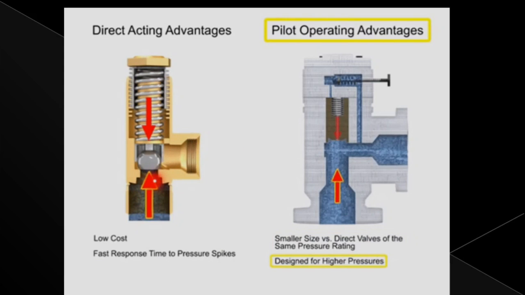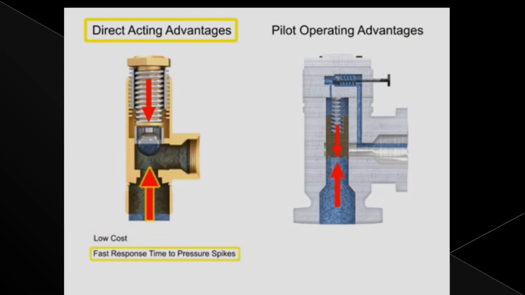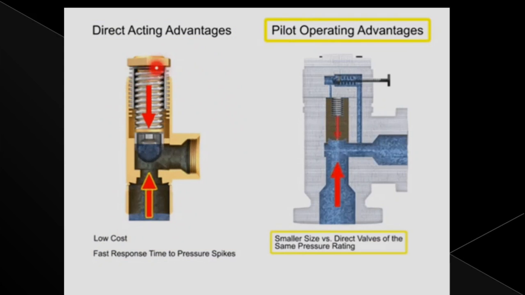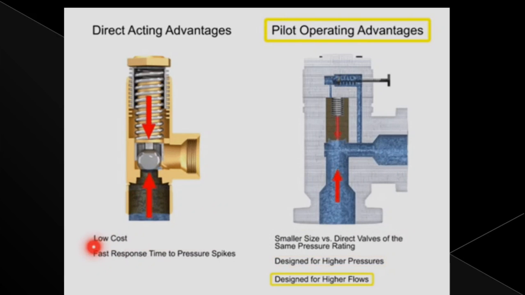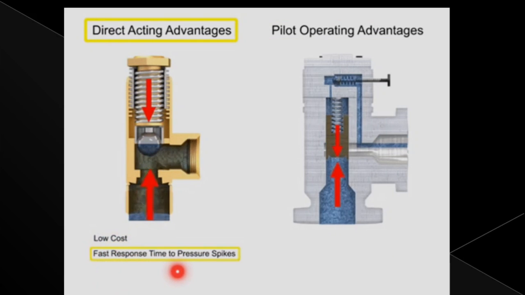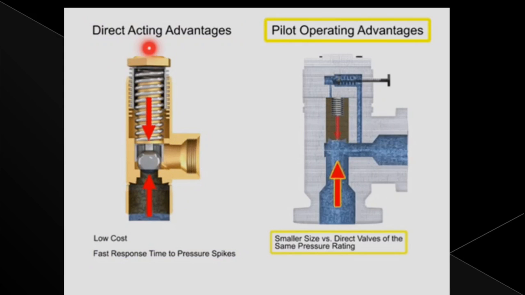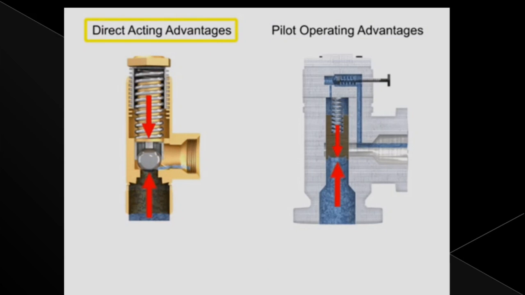You can see here, it should not open till the cracking pressure is reached. When the cracking pressure is reached, this valve automatically opens and the flow takes place. That is how the simple pressure relief valve works. What are the advantages? It is low cost, and it has a fast response time to pressure spikes. As the pressure spikes, a fast response is expected in this direct acting, simple acting pressure relief valve.